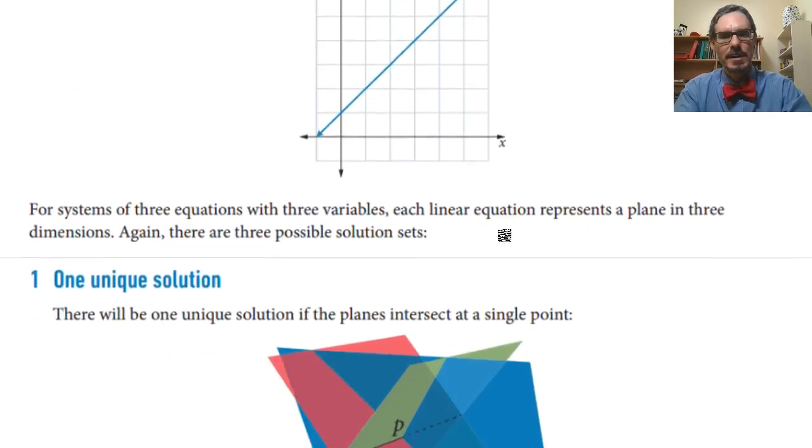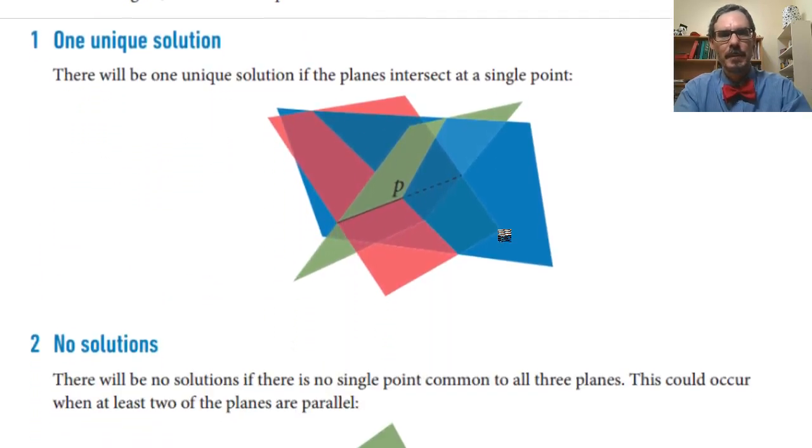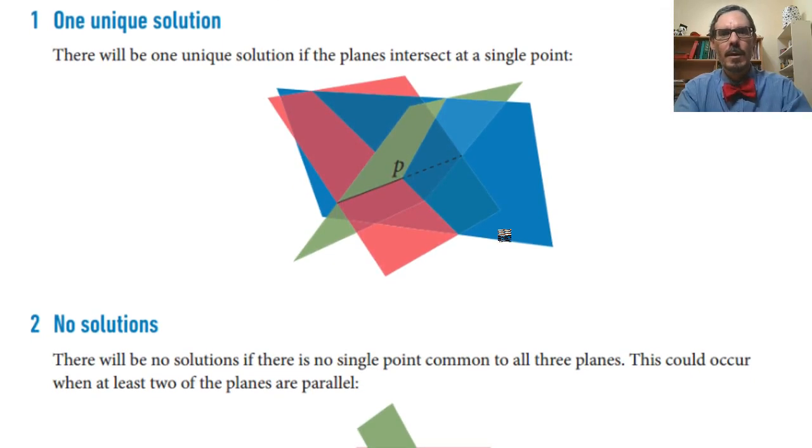In 3 dimensions, it gets a bit more interesting. In 3 dimensions, what we're actually doing is looking at 3 planes. Each equation, something x plus something y plus something z equals a constant, describes a plane. Those 3 planes might intersect at a single point. There's only one point in common for all 3 planes. That point would be our single unique solution.